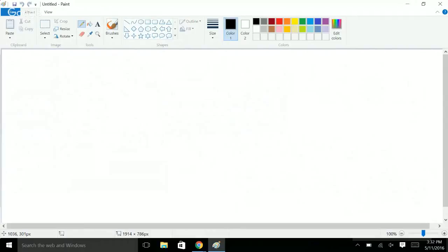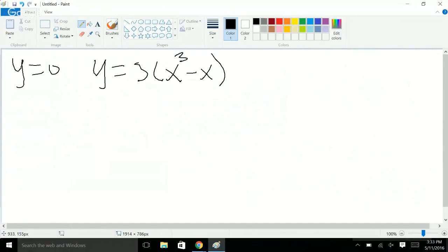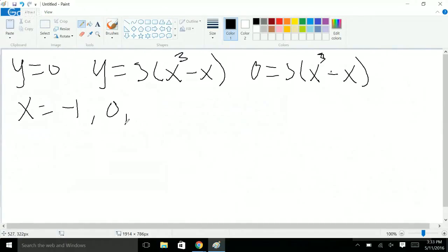Our final example is a little harder because we have negative and positive area. Find the area enclosed between y equals 0 for the x-axis and y equals 3 times x to the third minus x. So we find the endpoints, 0 equals 3 times x to the third minus x, which ends up being x equals negative 1, 0, and 1.